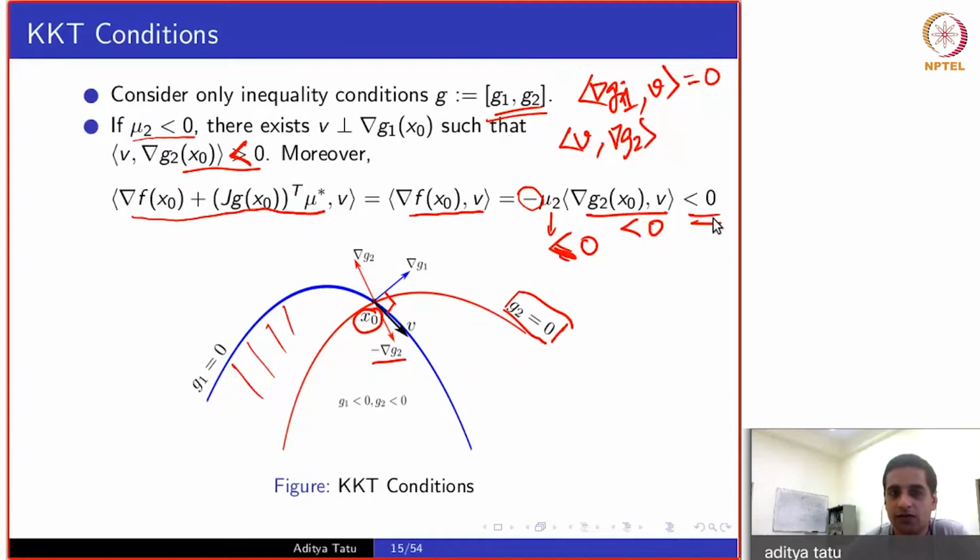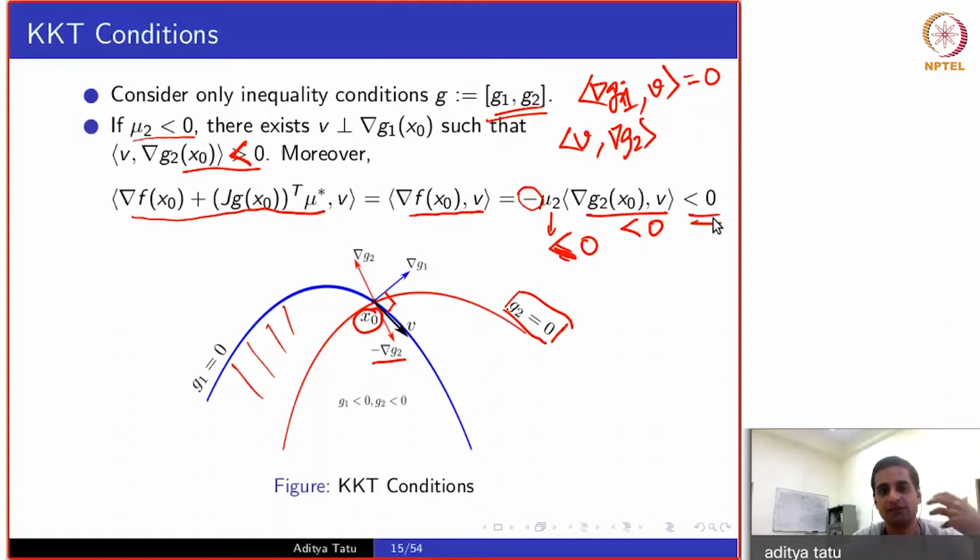b is orthogonal to gradient g1. So by taking a small step along b, the value of g1 is not going to change. Therefore, g1 is not violated. How about g2? b is negatively aligned towards gradient g2. So if I go along b, the value of g2 can only decrease, which means it will still be a feasible point.